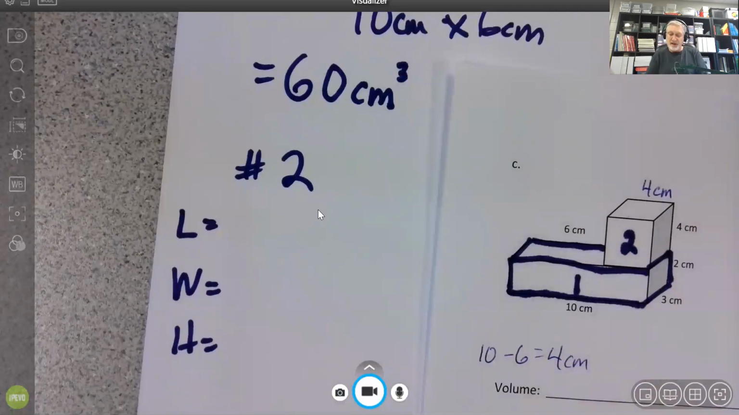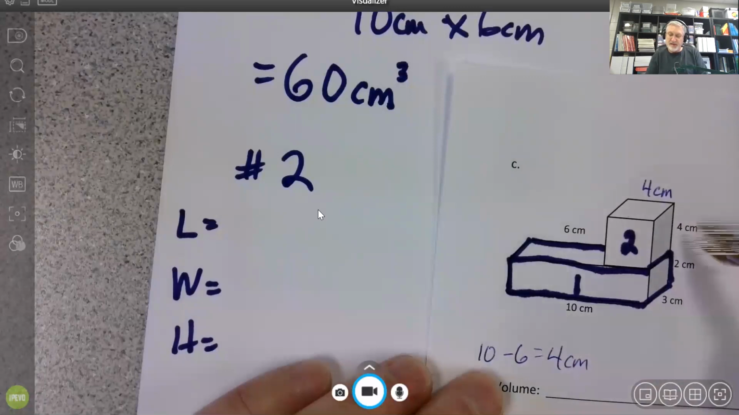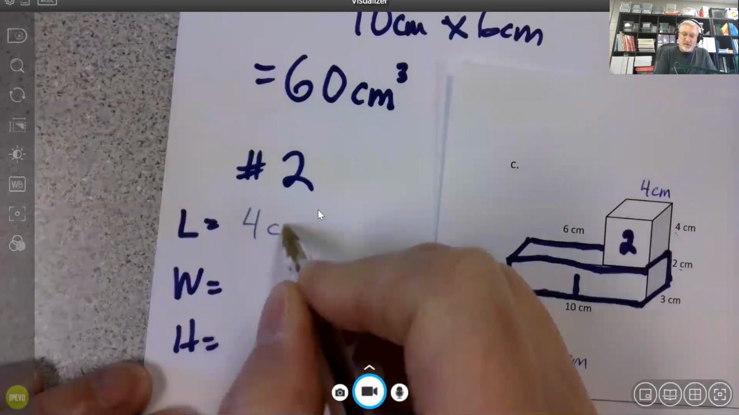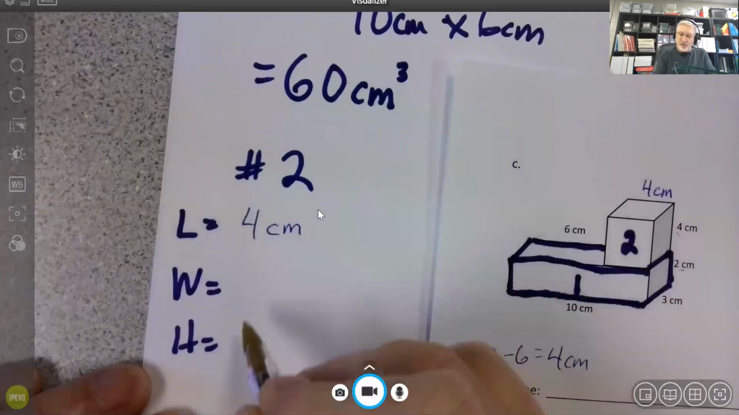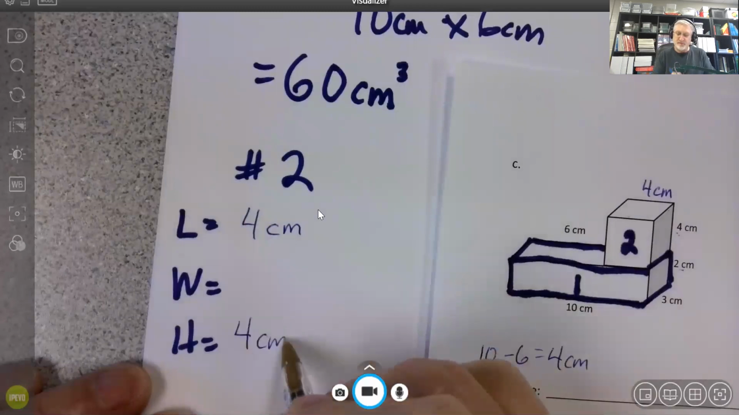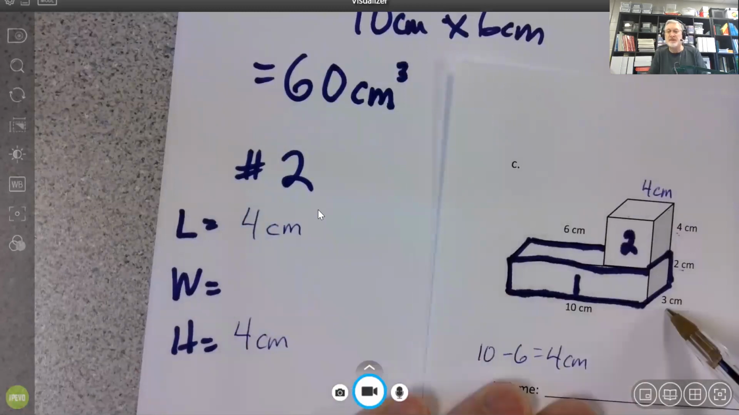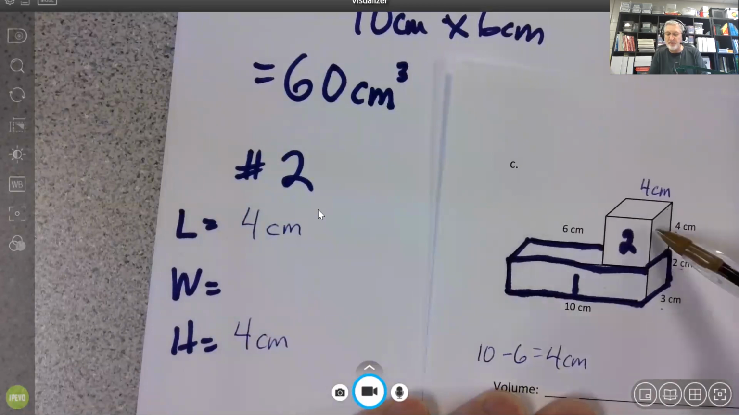Then it says here that from here to here, it's 2 centimeters, but from here to here, it's 4. And I only want to find out what this is. So this says that the height is 4. So I know my length is 4 centimeters. My height is 4 centimeters. So what's my width? Well, my width would be the same as the width of shape number 1 because it's directly on top of it.